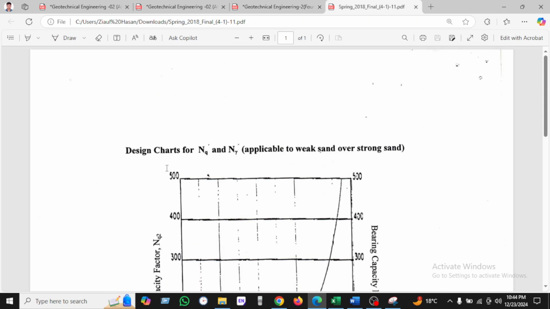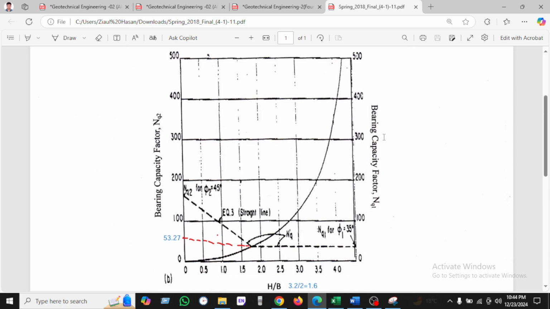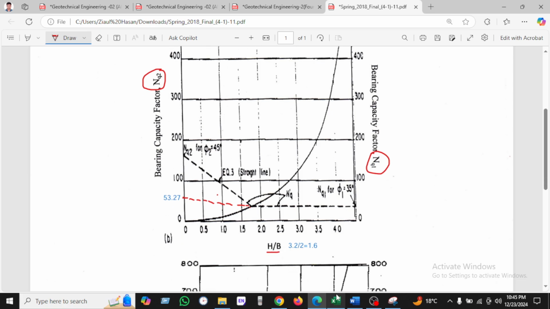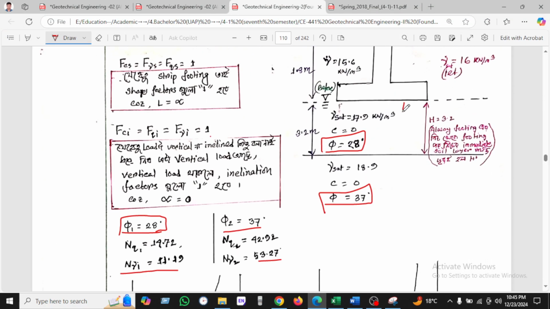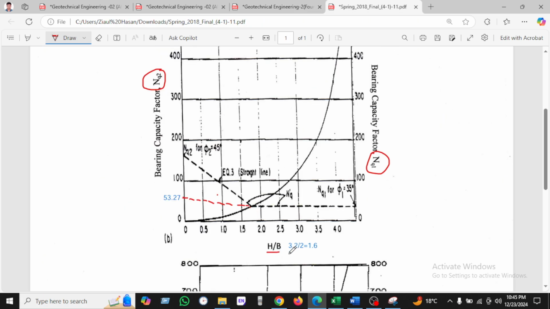We can see another chart here. This is the design chart for Nq and N gamma applied to stronger over weaker soil. We can see here the bearing capacity factor Nq1, and the bottom side is H divided by B. What does H mean? I have already said H is nothing but the depth from the bottom of the footing to the desired layer. This is called H, and it is given as 3.2. So H divided by B is 1.6.